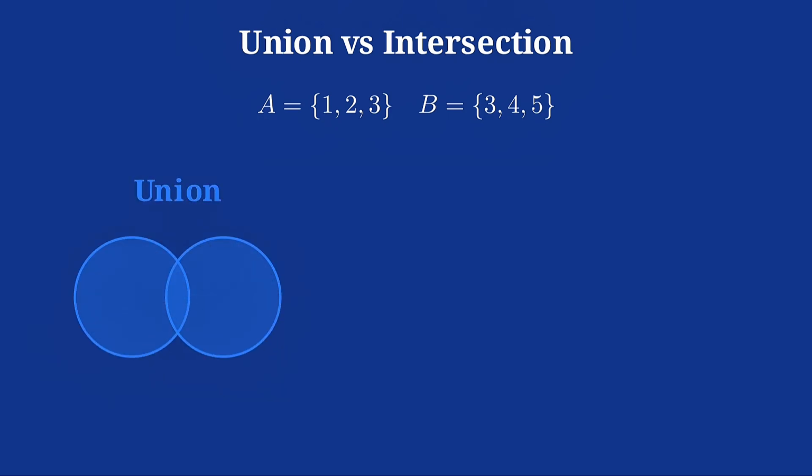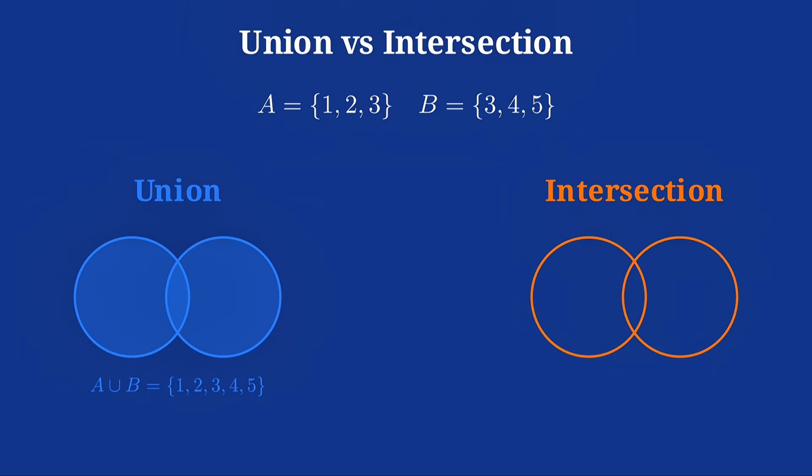Let's do one final side-by-side comparison of union versus intersection. We will use the same 2 sets for both. A is 1, 2, 3, and B is 3, 4, 5. For the union, we take everything from both sets. The result is 1, 2, 3, 4, 5. Now, for the intersection, we only look for what they share. In this case, only the 3 is in the overlapping region. The result is just the set containing 3.